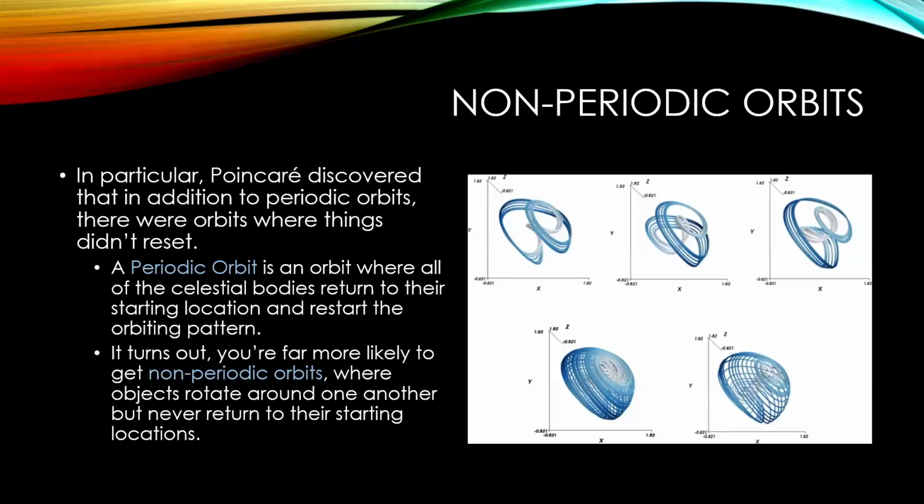Moreover, there are non-periodic orbits, which complicates things. Poincaré discovered that in addition to periodic orbits, there were orbits that just didn't reset. A periodic orbit is an orbit where all of the celestial bodies return to their starting locations and restart the orbiting pattern. Turns out you're far more likely to get a non-periodic orbit, where objects rotate around one another but never return to their starting locations. It's actually very rare that you're going to get them returning to their starting locations. These non-periodic orbits are much more common. That is definitely a problem.